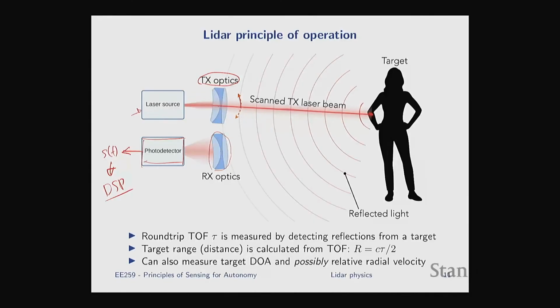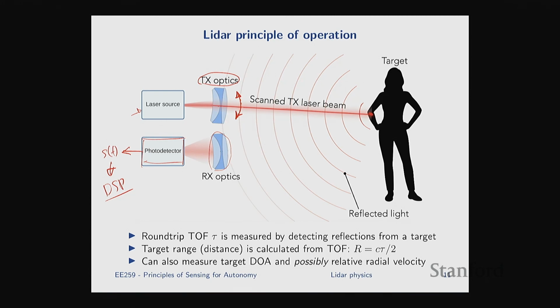You also want to scan your transmitter beam. As I said, you want to keep aiming it at different locations, and you want to do this very fast. Good LiDARs today can give you multiple million measurements per second, like 2 to 5 million points per second, which is what modern-day LiDARs operate at.